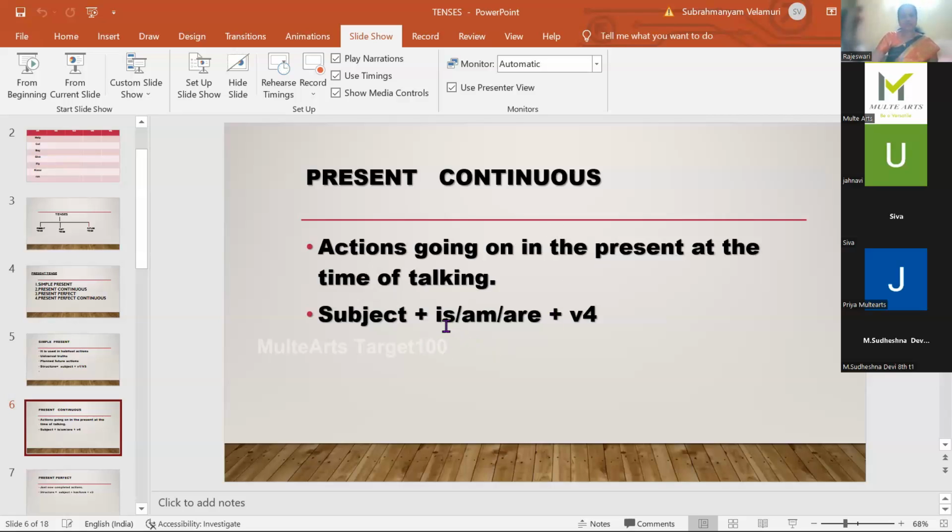So I will tell one example here. She is writing a letter. Right now, what is she doing? She is writing a letter. I am reading a book. Right now, what am I doing? I am reading a book. They are playing in the ground. Right now, what is happening in the present? See, all the verbs are in ing forms. So generally, whenever you have continuous, the verb will be in ing form only. Whenever you find the word continuous, the verb is going to be in ing form. The only difference is how the action is taking place.